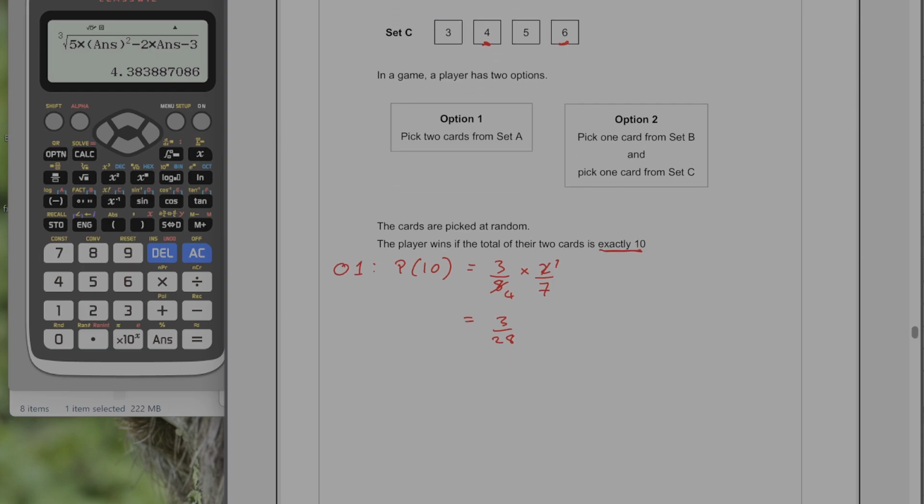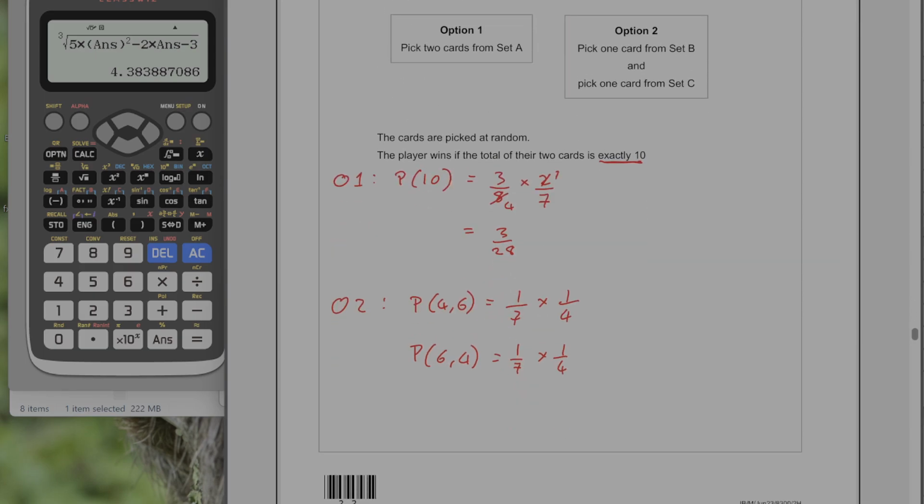So we could have either picked the 4 and then the 6, so option 2. We could have the probability of a 4 and then a 6, which would be 1 over 7 times 1 over 4. And then there's the probability of a 6 and then a 4, which would be 1 over 7 times 1 over 4. So that's going to be 1 over 28 and 1 over 28. So 2 over 28.